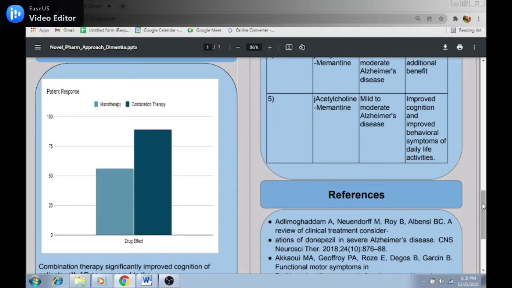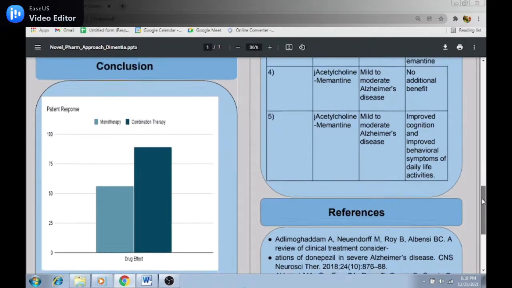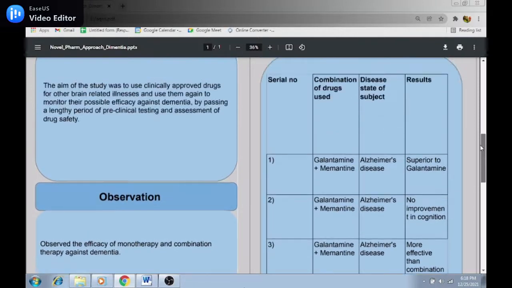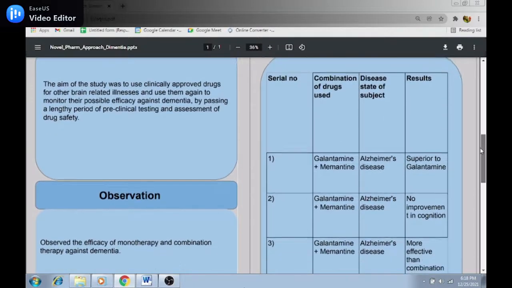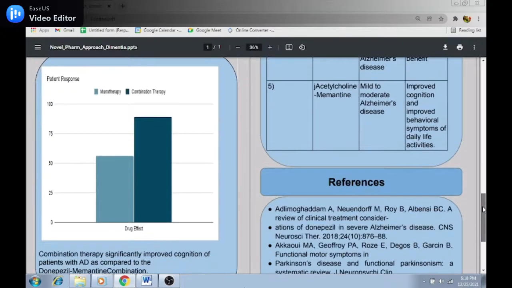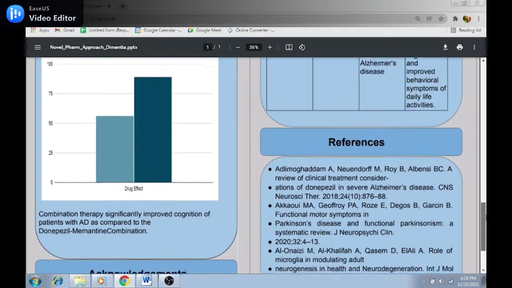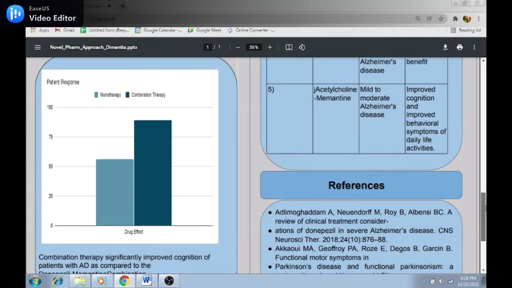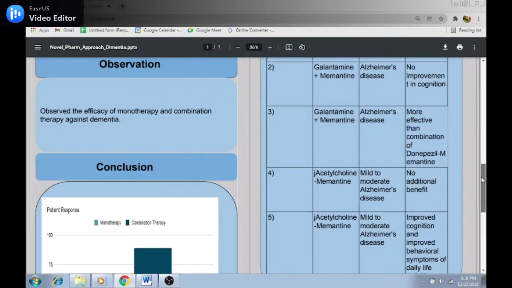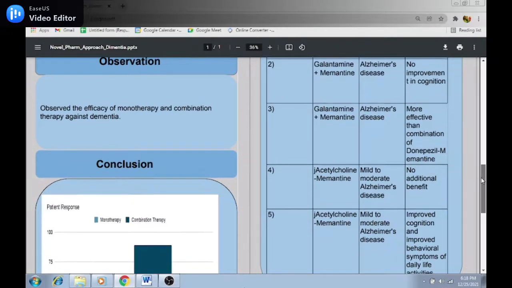Firstly, we use galantamine plus memantine in combination therapy in mild cognitive impairment patients of Alzheimer's disease and dementia patients. The result is superior to galantamine. Galantamine is more superior than memantine. Secondly, we use galantamine and memantine in a combination therapy for Alzheimer's disease patients, but we see no improvement in cognition. And then we use a combination therapy of galantamine and memantine in Alzheimer's disease patients and dementia patients, but donepezil is superior to galantamine and memantine, and there is no efficacy.